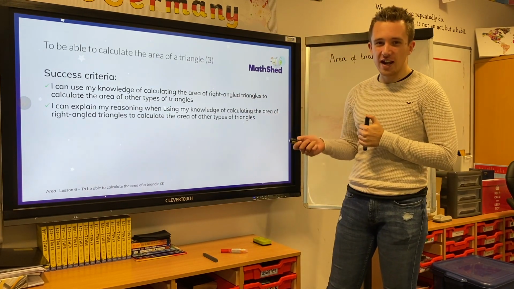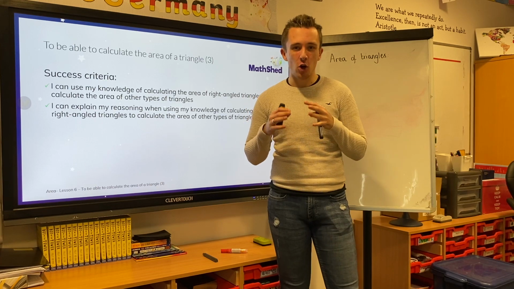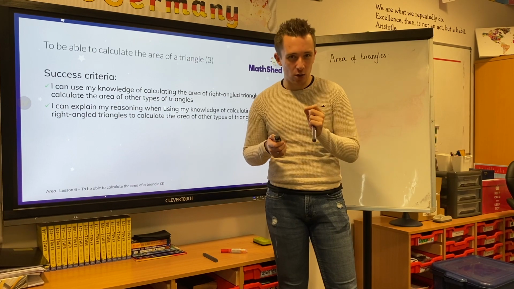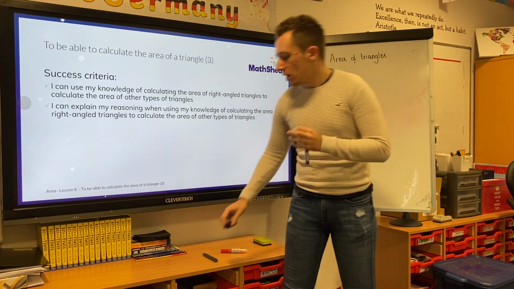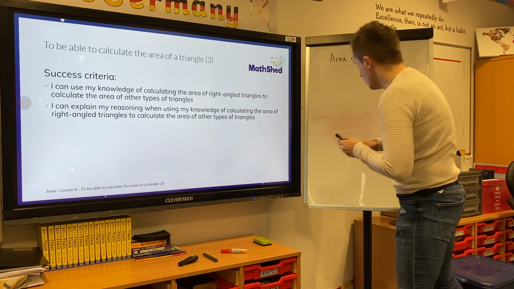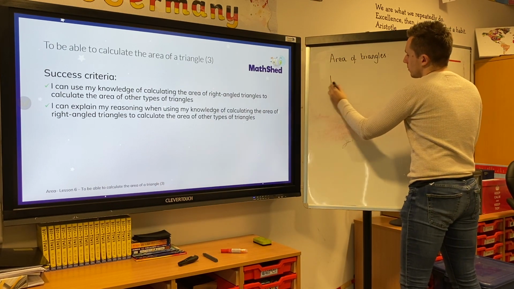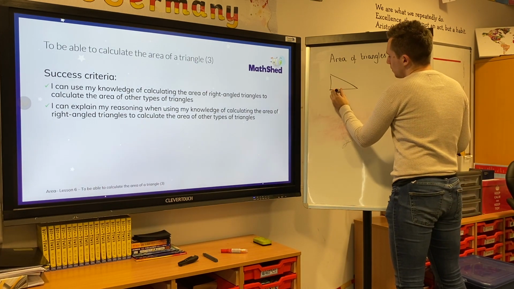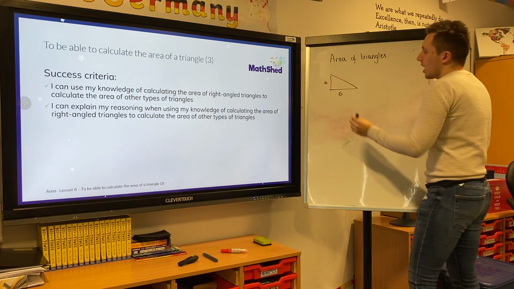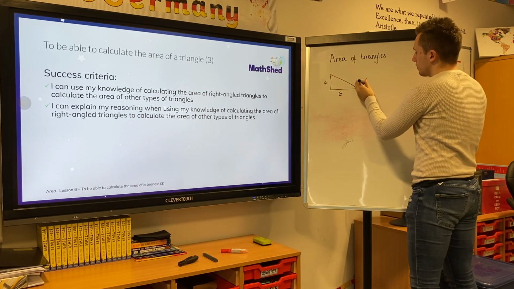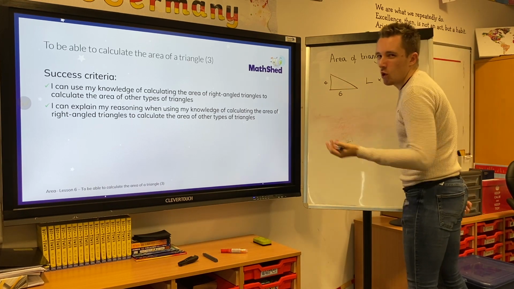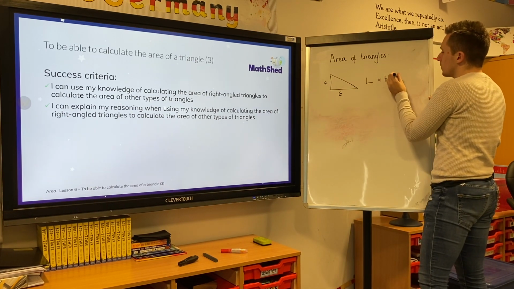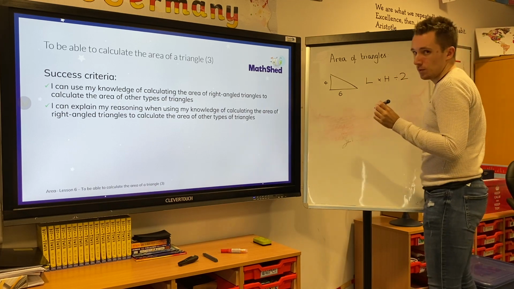Right, in today's maths lesson we are carrying on looking at the area of triangles. Last lesson, you looked at the area of right-angled triangles. To find the area of a right-angled triangle, which looks something like this, you would do length times, we'll call it the height or the width, it doesn't really matter. Length times height divided by 2.